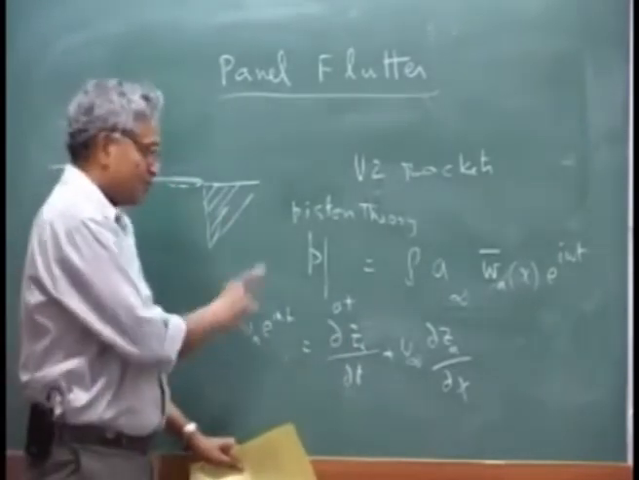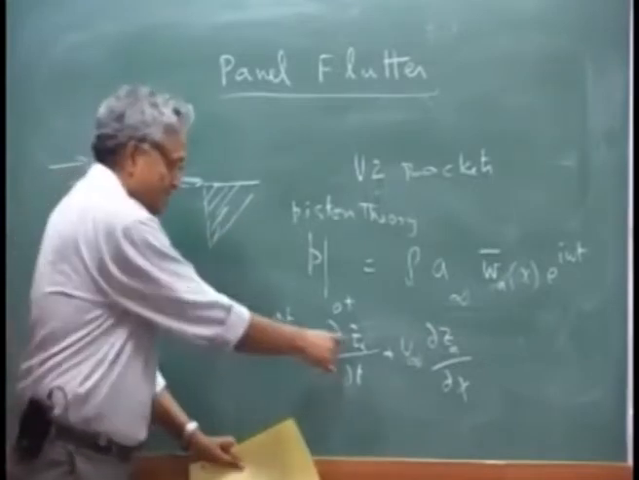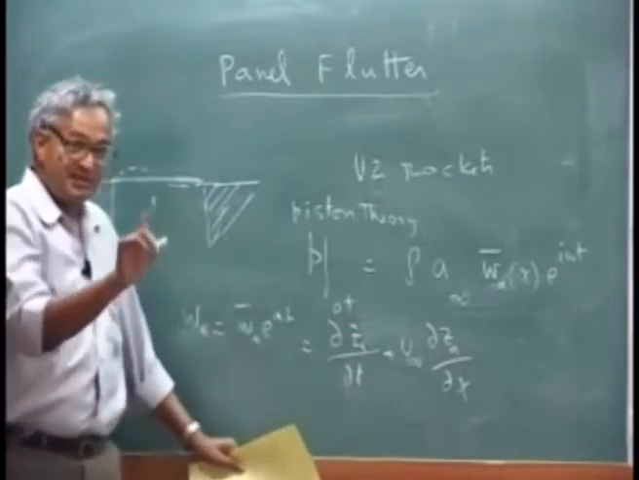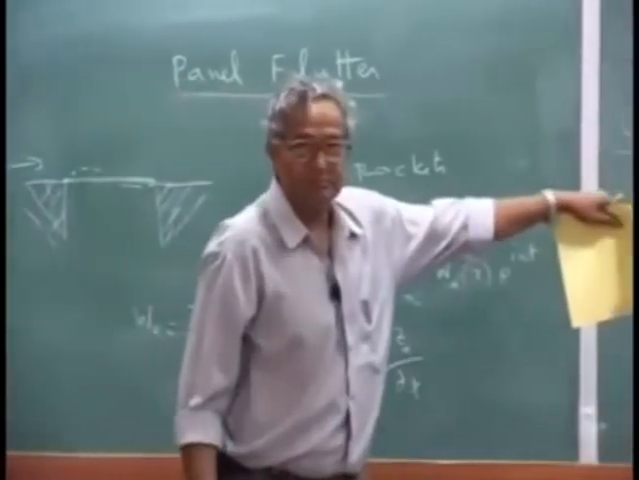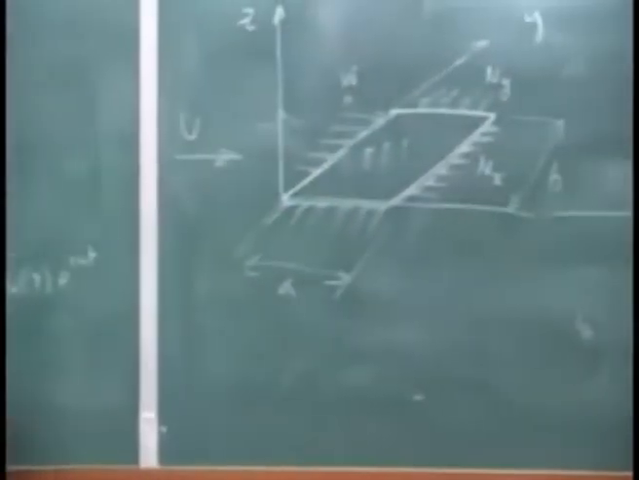See, W is the velocity and this is the surface. Za is the displacement at that point. Now in Za you substitute W of the plate deflection.